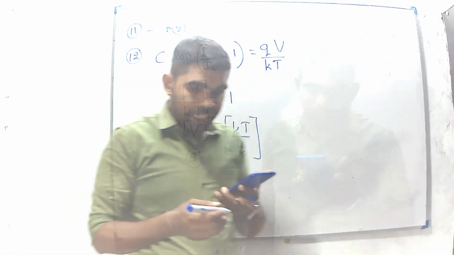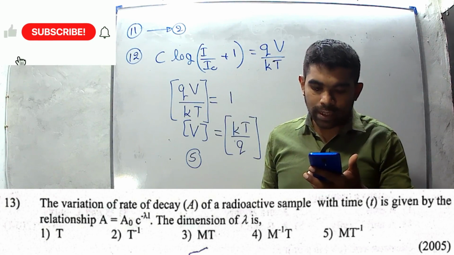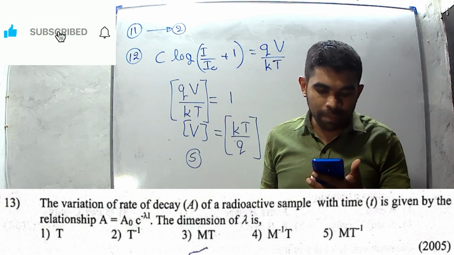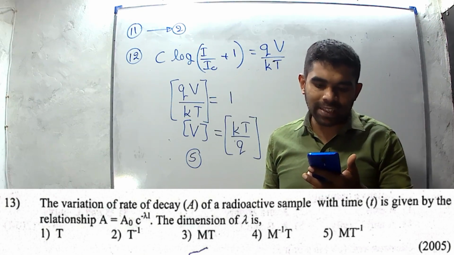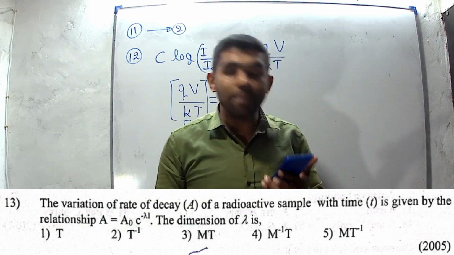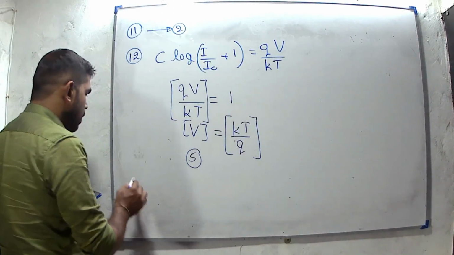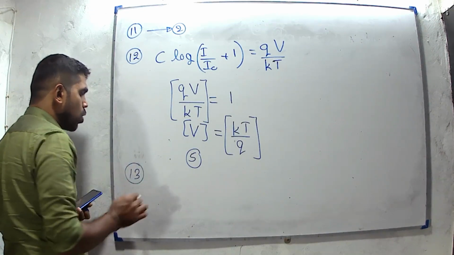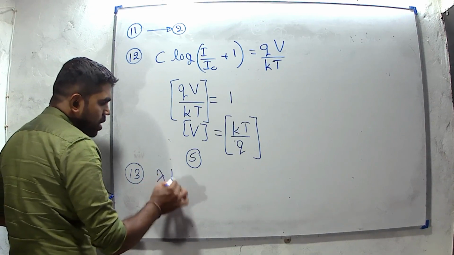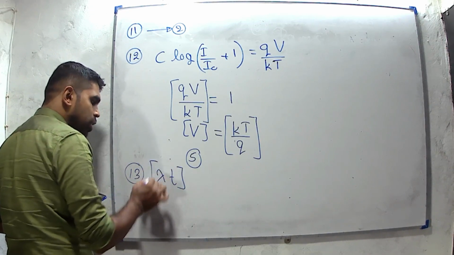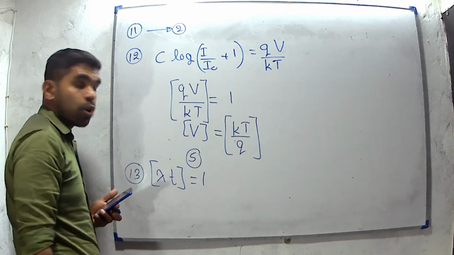Then question number 13. The rate of decay A of a radioactive sample with time t is given by the relationship A equals A naught e to the power minus lambda t. The dimensions of lambda? Lambda t is a power, and we know that a power has no dimensions. Therefore the dimensions of lambda t should be 1. 1 means there is no dimension.